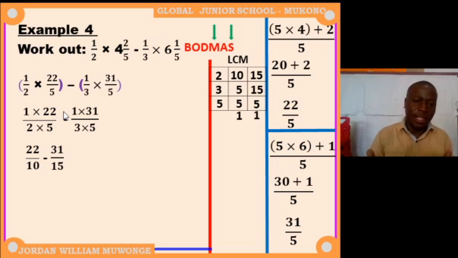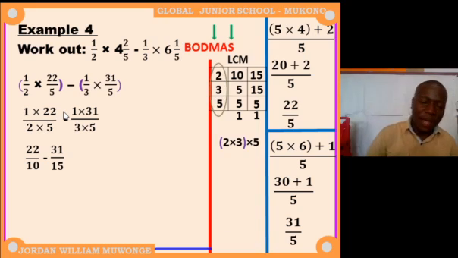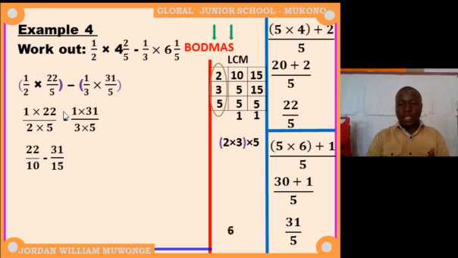How do you get the LCM or LCD? By multiplying the prime factors. The prime factors are there. So that is 2 times 3 times 5. 2 times 3 gives us 6, times 5, giving us the LCD as 30. Lowest common denominator is 30, or the LCM.